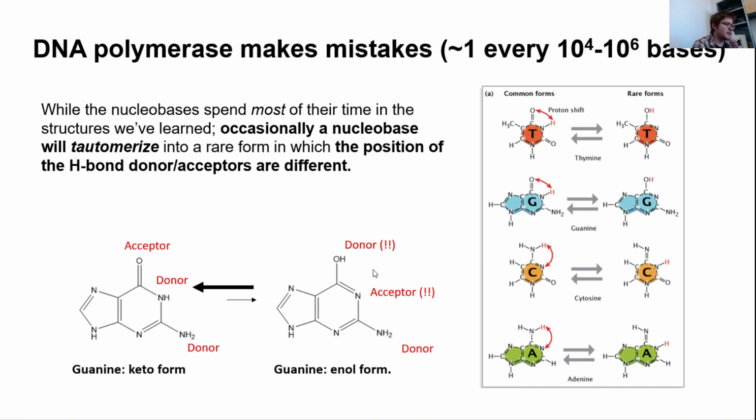And what you'll notice is that now we have an OH where there was a carbonyl, and so we've converted an acceptor into a donor. And similarly, where we had an NH, we now have a lone pair here. And so we've converted this donor into an acceptor, okay? So this process of tautomerization here has actually swapped the distribution of acceptors and donors on our nucleobase.